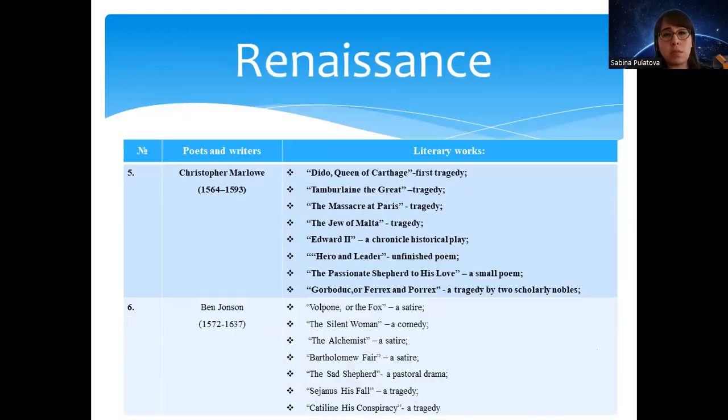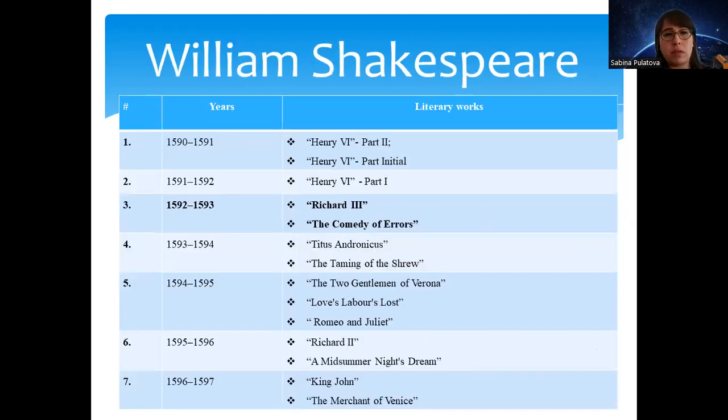Each of these writers tried to depict the essence, the main events, the historical events of the period in their works, giving reflection and depiction of that period.